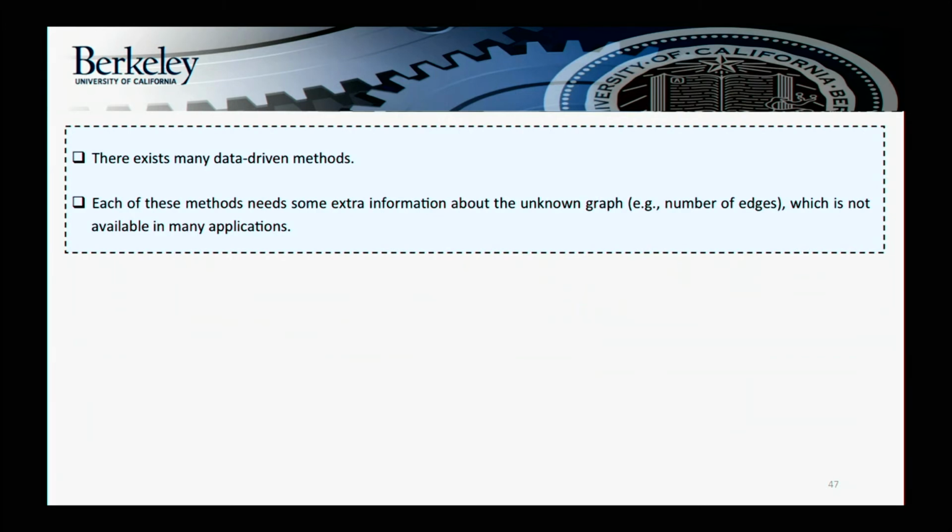There are different data-driven methods in the literature: graphical lasso, thresholding, these are two, and there are many more. For each of these methods, we need some extra information about the graph. For example, if we want to solve the graphical lasso, we need to know how to fine-tune the regularization parameter. If we want to use thresholding, we need to know how many edges we have to keep, how many of the entries should be thresholded out. This information is not available for many applications, one of which is neuroscience.